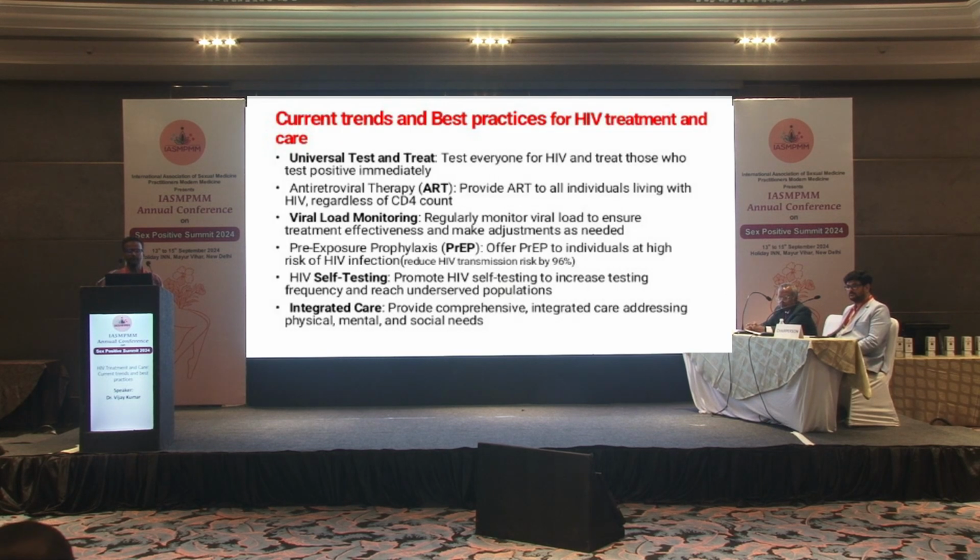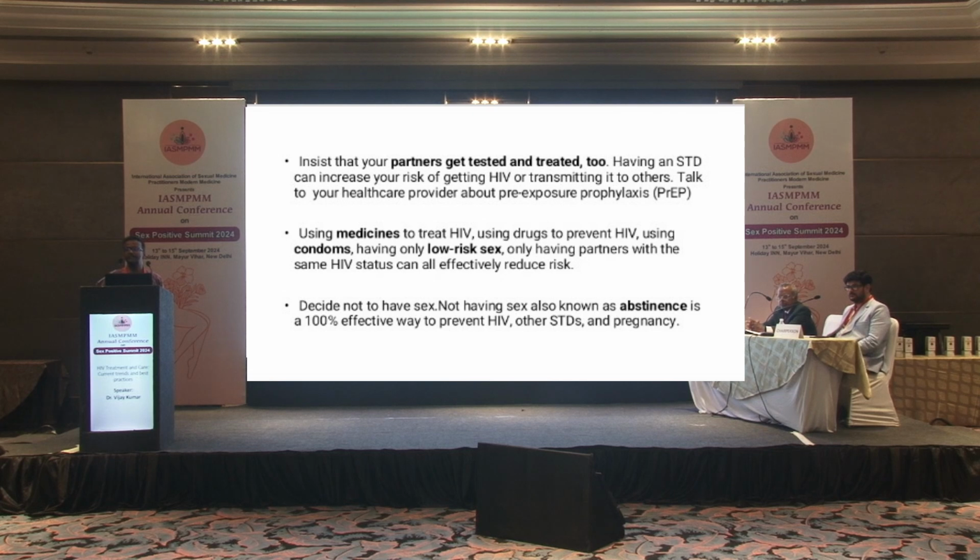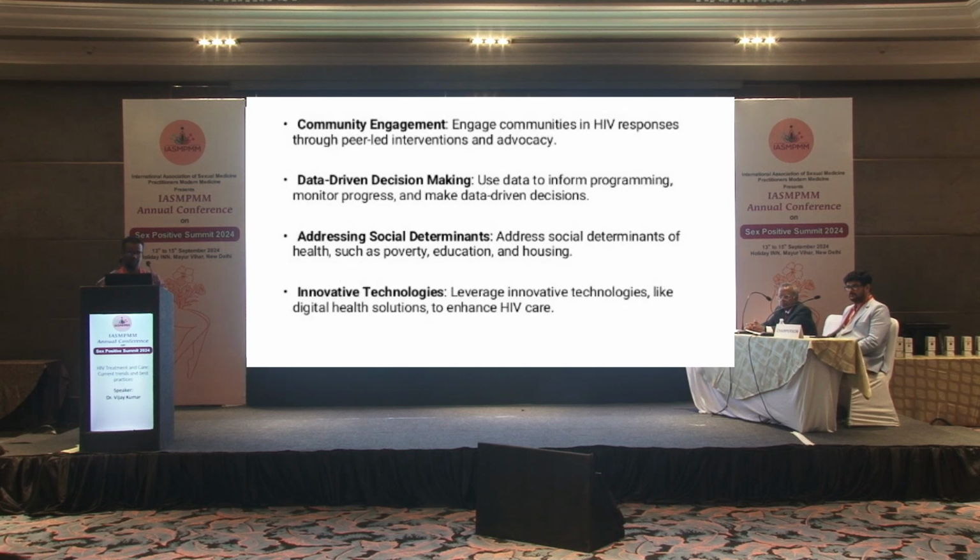Coming to current trends and best practices for HIV. So these are the practices: universal test and treat, ART should be lifelong, viral load monitoring, pre-exposure prophylaxis, HIV self-testing, integrated care, and insist the partners also get tested and treated too. And using medicine to treat and prevent HIV, using condoms, having only low risk sex, and abstinence are also among the best practices to prevent HIV.